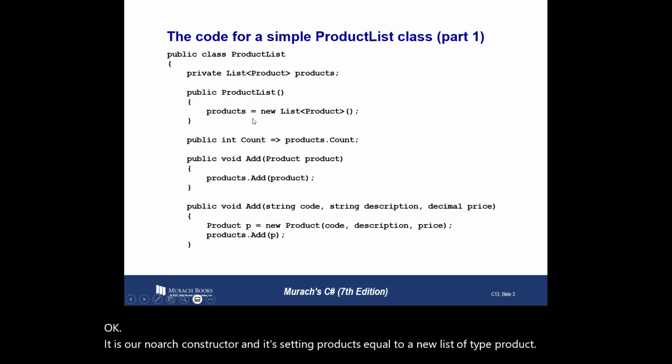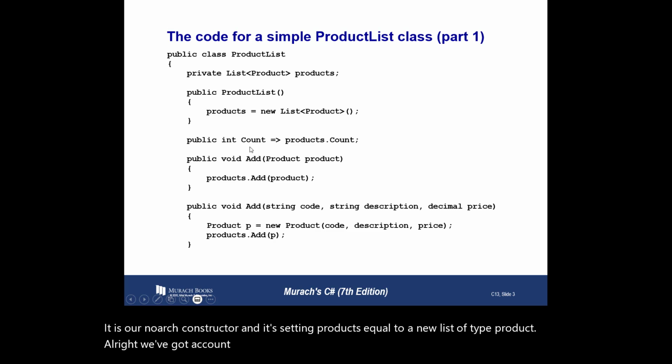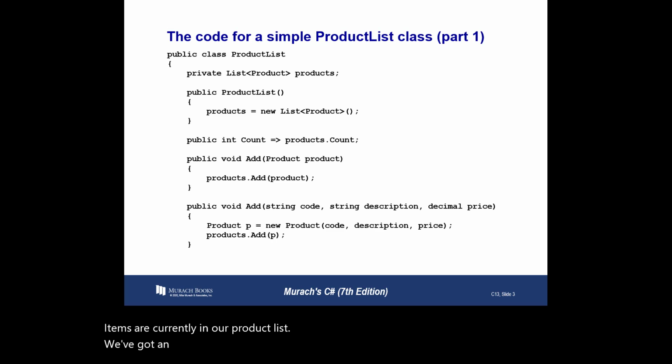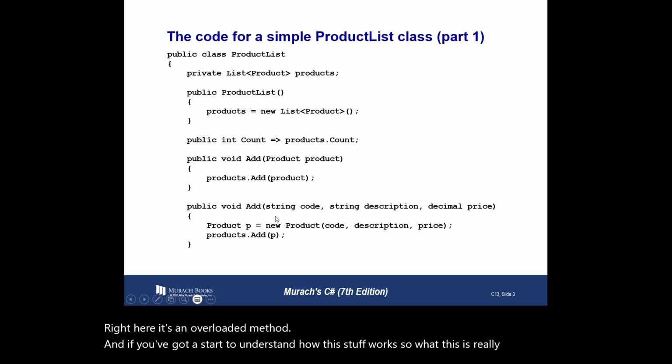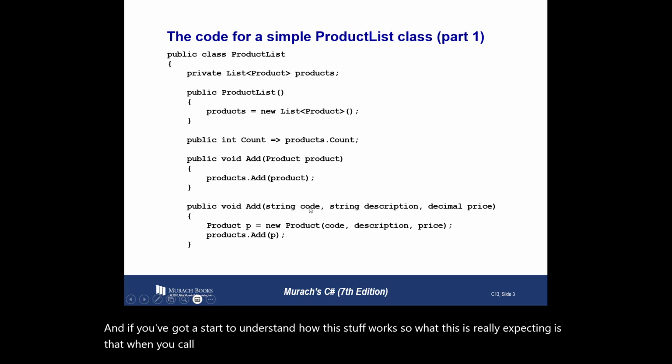All right, we've got a count method, which will show us how many items are currently in our product list. We've got an add method that allows us to add a new product, and you'll notice we've got one right here. It's an overloaded method, and you've got to start to understand how this stuff works. So what this is really expecting is that when you call the add method, you will be providing a string for the code, a string for the description, and a decimal for the price.